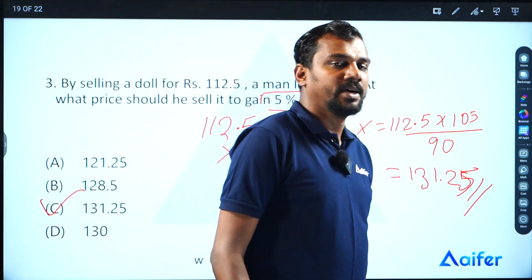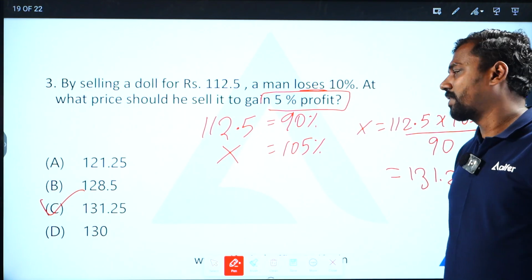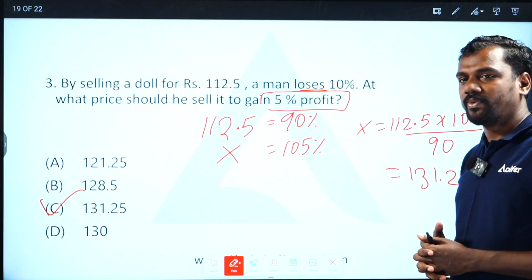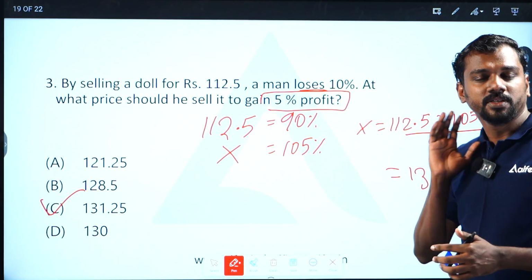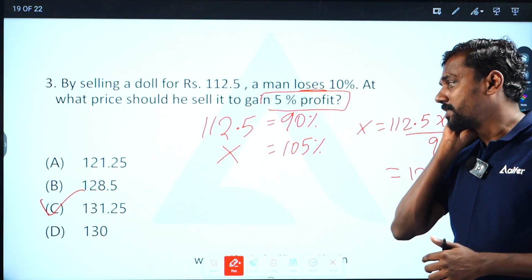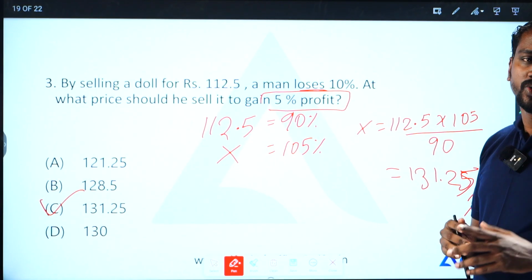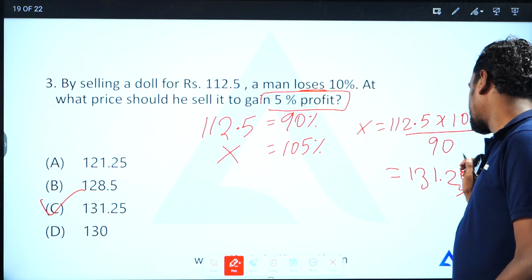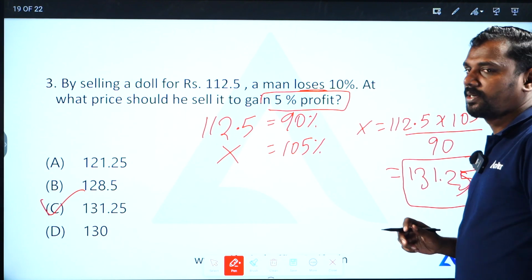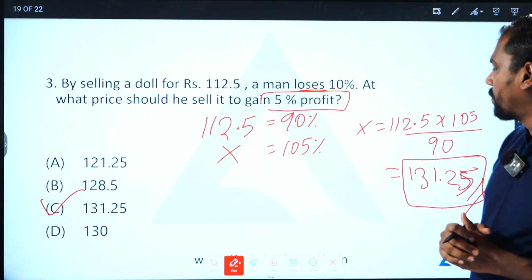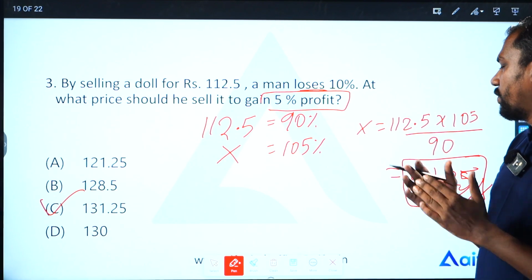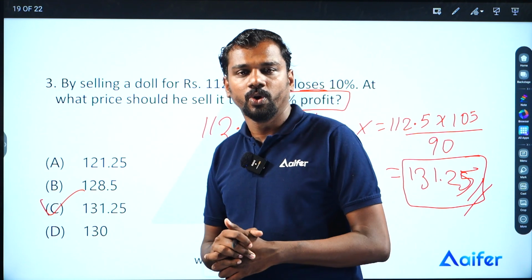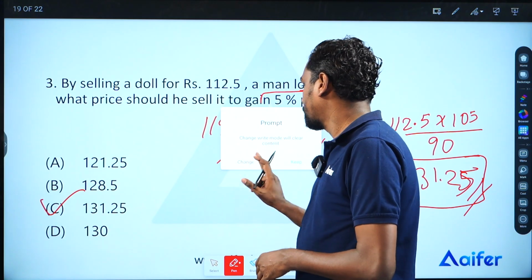Okay, so I hope it's clear. Directly, here they have given 10% loss as 112.5. So we'll be writing 112.5 is equal to 90%. And the question is, if you sell by what price, you will be having a profit of 5%. So we have x is equal to 105%, and we'll be solving, and we'll be having x is equal to 131.25. Okay, I hope it's clear. So we'll be moving to the next question.